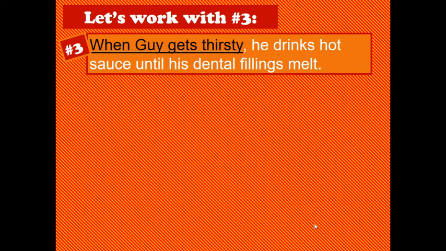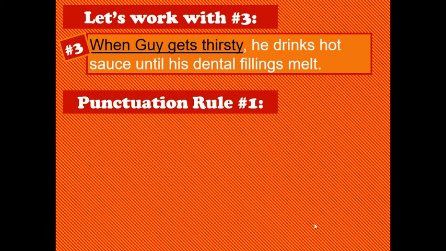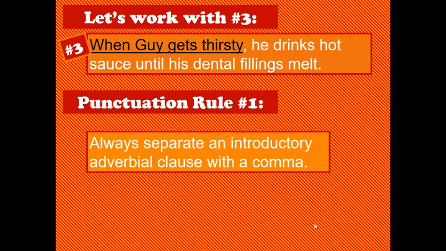So when I say "when Guy gets thirsty," well, this is going to give us our very first punctuation rule. What I want to do today is focus on the real grammar rules and also give you some basic hacks to simplify it for you as well. So the basic rule is, when an adverb clause starts the sentence, we call it an introductory adverbial clause, it always gets a comma. It doesn't matter how long or short it is, it gets the comma. That's really important. No matter how long or short it is, if we begin a sentence with an adverbial clause, it always gets the comma. So in this case, "when Guy gets thirsty," adverbial clause, it automatically gets the comma.